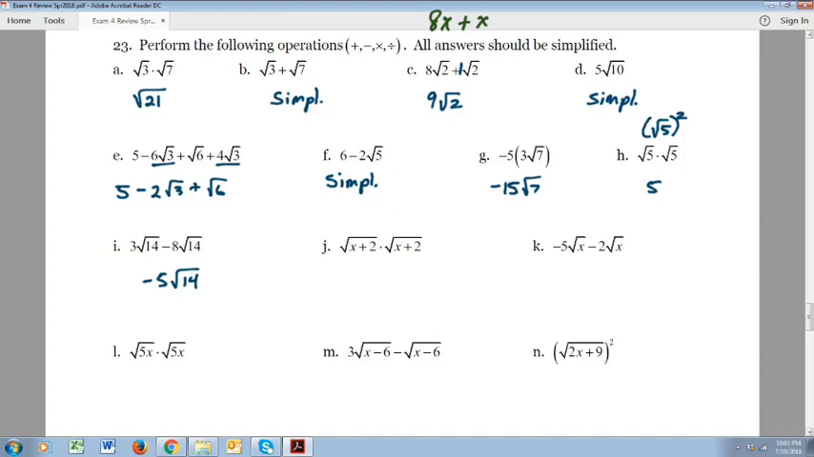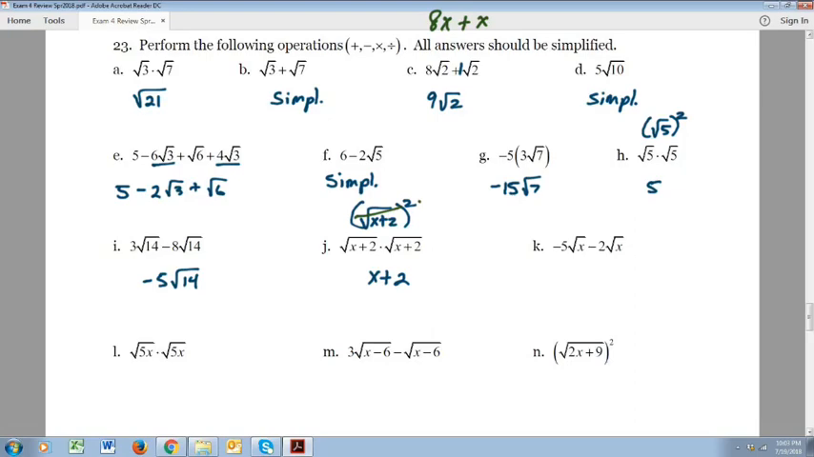Notice on J, it's kind of like letter H. We're multiplying a square root times the same square root. We're going to get x plus 2 here. Again, you could think of this as the square root of x plus 2, quantity squared. And the radical and the 2, they are squaring and taking the square root, those cancel each other out there. And so you just get x plus 2.